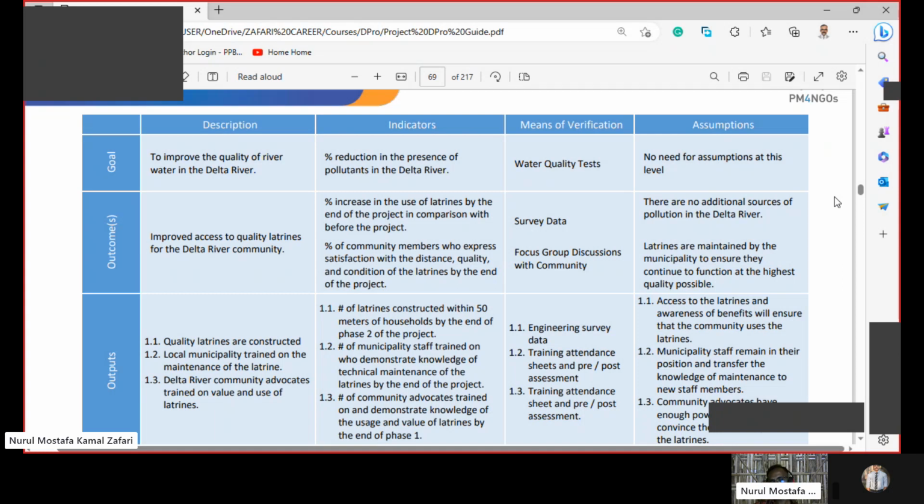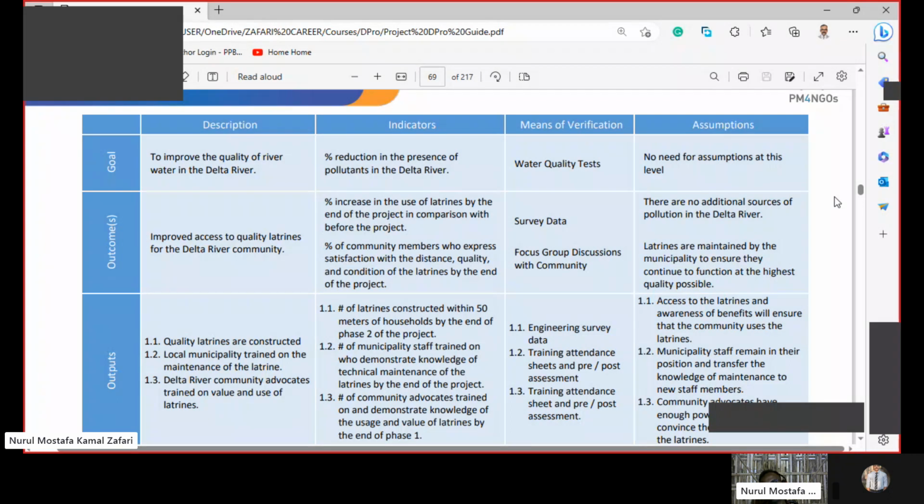Now the outcomes. The outcome is improved access to quality latrines for the Delta River community. Now the indicators: how can we measure this outcome? Percent of increase in the use of latrines by the end of the project in comparison to before the project. So we have a baseline of how many people are using the latrines, and at the end of the project, what percentage of people are using latrines? If we measure it, then we can understand the impact.